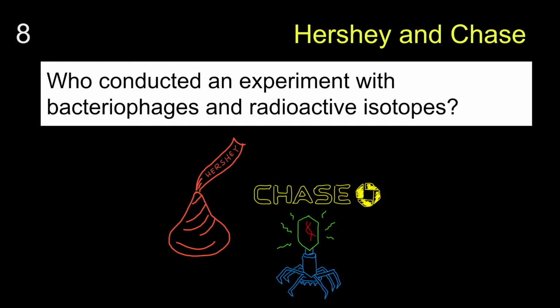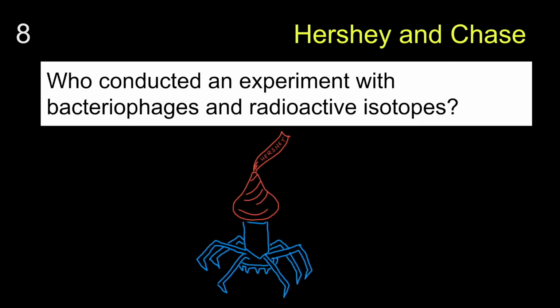And with a little imagination, that Hershey kiss looks a little bit like the head of the bacterial phage. So there you go. And if you can commit that image to memory, that'll help you remember that Hershey and Chase did the experiment with bacteriophages and radioactive isotopes.